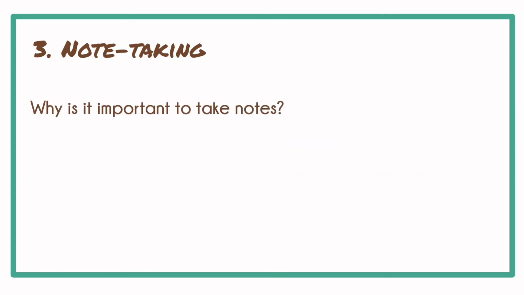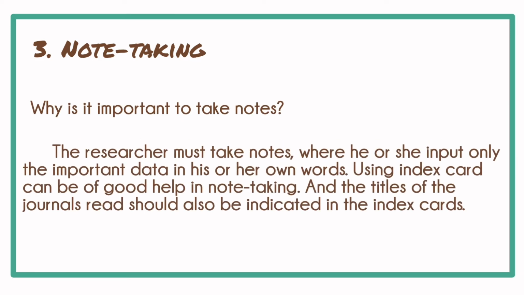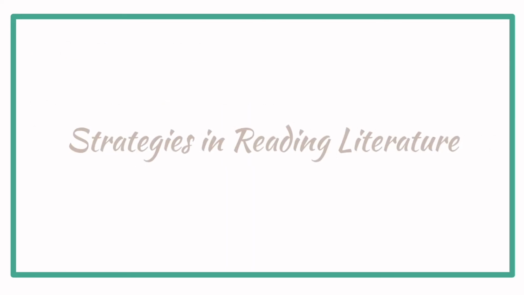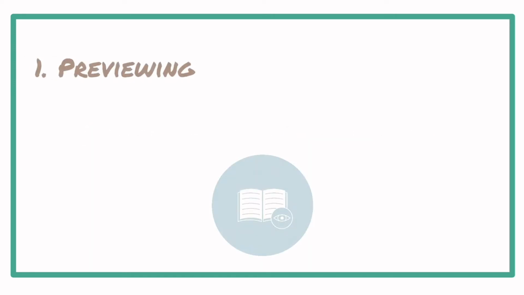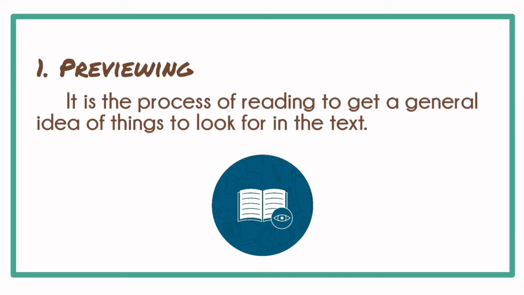Why is it important to take notes? The researcher must take notes where he or she input only the important data in his or her own words. Using index card can be of good help in note-taking, and the titles of the journals read should also be indicated in the index cards. There are 3 strategies in reading literature. These are, 1. Previewing. It is the process of reading to get a general idea of things to look for in the text. Systematic skimming is done here.